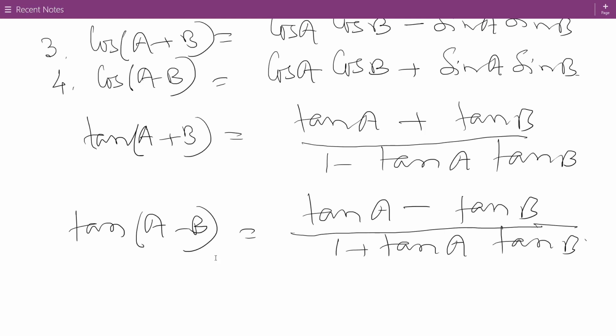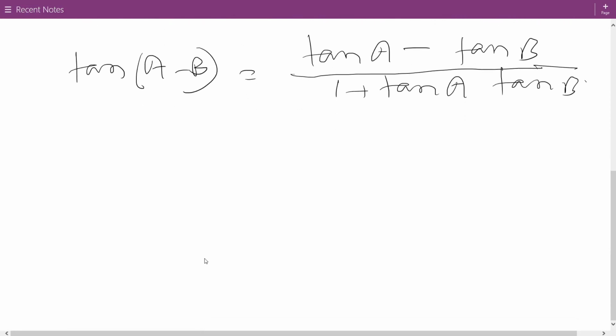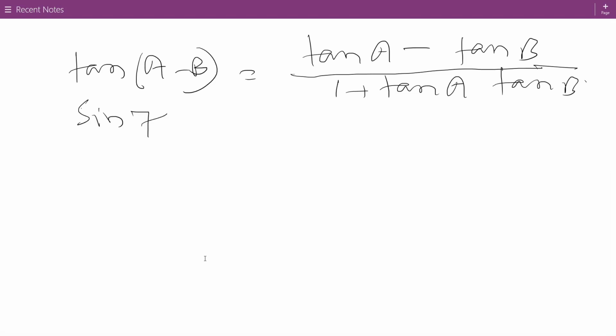Now we find some different angles. Say we find the value of sine 75 degree, but we don't know the value of 75 degree, but we know the value of 30 and 45. This is the standard angle. Always you replace this value in terms of standard angles.